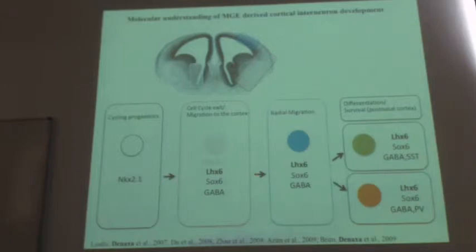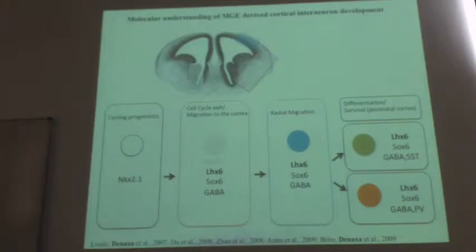When the cells exit the cell cycle, they express GABA, therefore they are differentiated and specified as GABAergic, and they also express the transcription factors LHX6 and SOX6. When they start to migrate in the cortex, they downregulate the expression of NKX2.1, but they maintain the expression of LHX6 and SOX6, and both transcription factors are still expressed in adulthood in both subpopulations of MGE-derived interneurons.